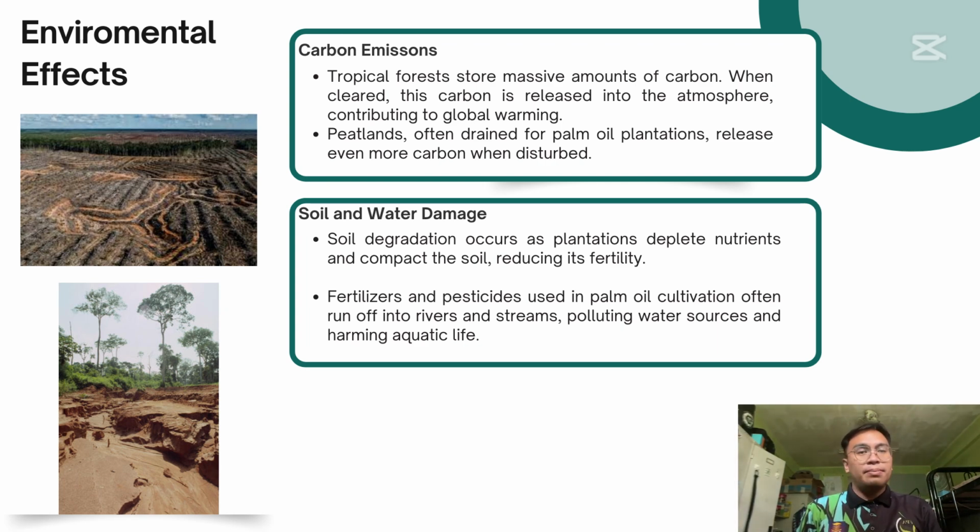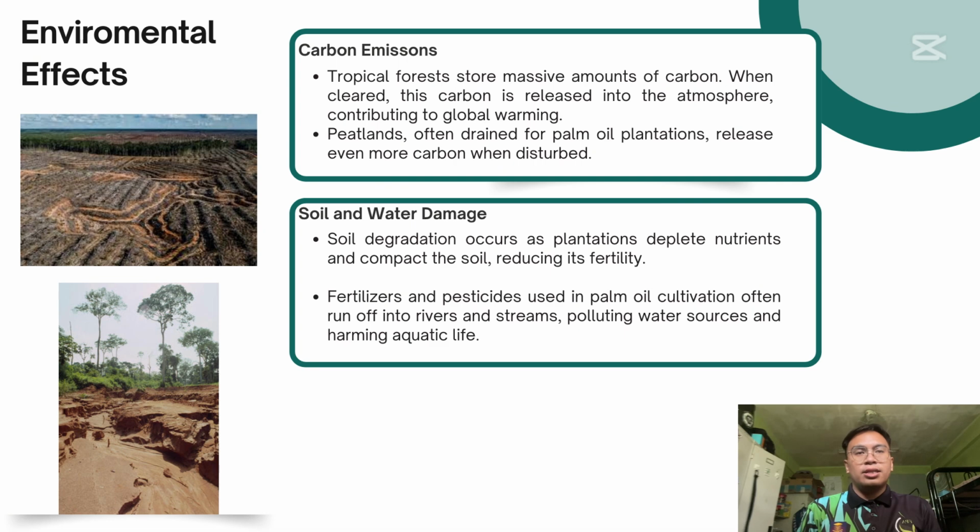First point is carbon emission. Tropical forests store massive amounts of carbon. When cleared, this carbon is released into the atmosphere, contributing to global warming. Peatland is often drained for palm oil plantations, which will release even more carbon when disturbed.